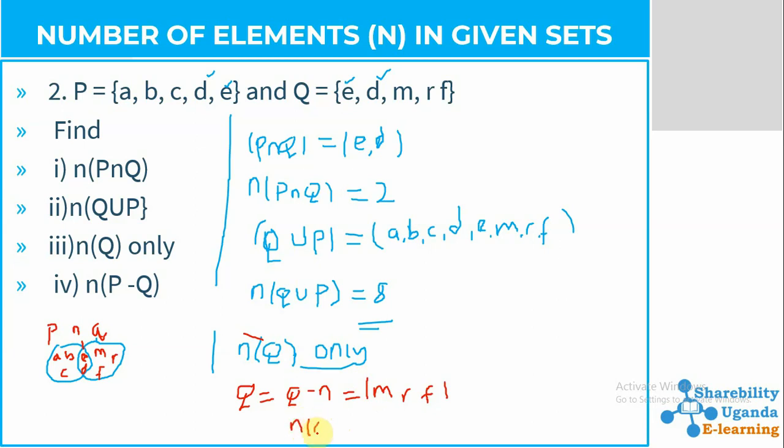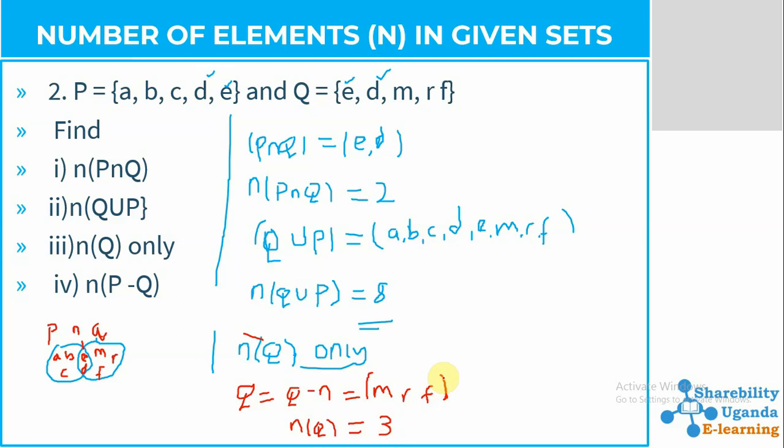Now when you come to the number of Q only, we have so far known that the members of Q only are M, R, F. Those are the members in our Q. So now we just need to understand how many they are. These are 1, 2, 3. So our Q only are 3.